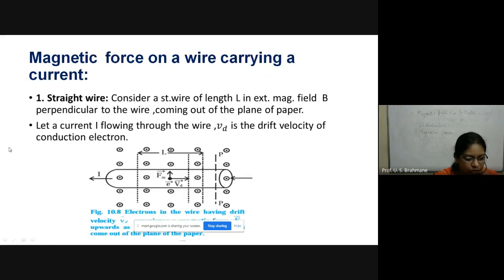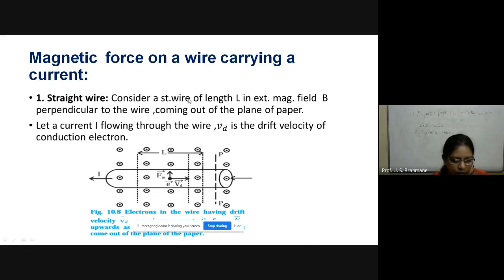Then we'll switch to the next topic, that is magnetic force on a wire carrying a current. Here we are going to see the magnetic force on two kinds of wires: one is a straight wire, and second is a wire of any shape. So first we'll see the straight wire.